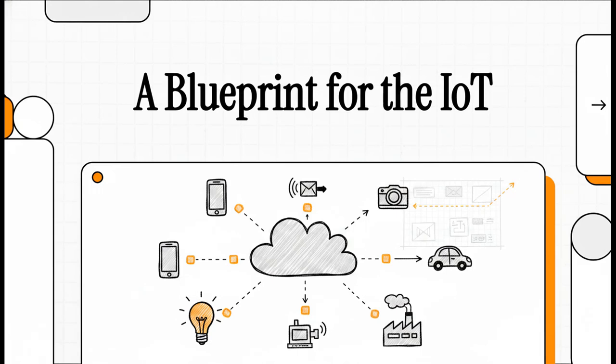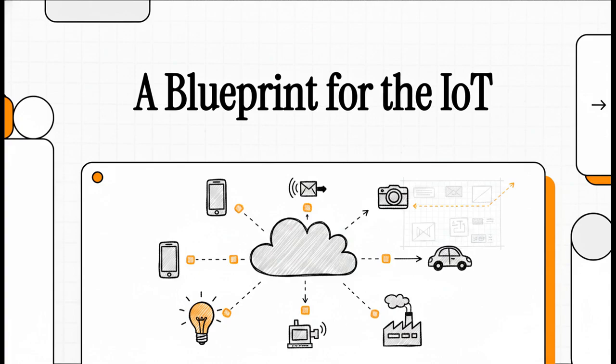You've probably heard of the Internet of Things, or IoT, right? It's this huge, invisible network of connected devices that's already changing our world. But have you ever stopped to wonder, how did billions of completely different gadgets actually talk to each other? Well, in this explainer, we're going to pull back the curtain on the universal blueprint that makes it all work.